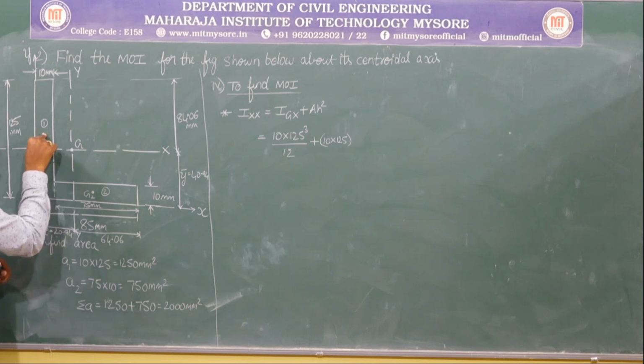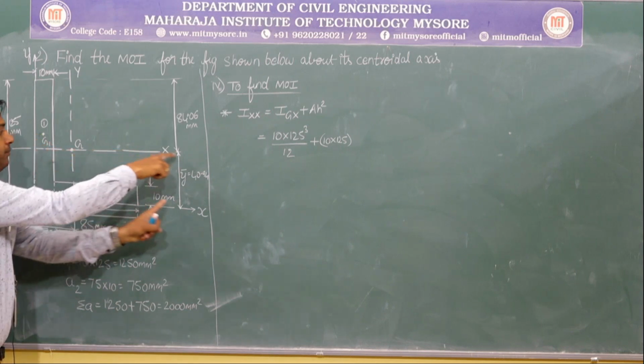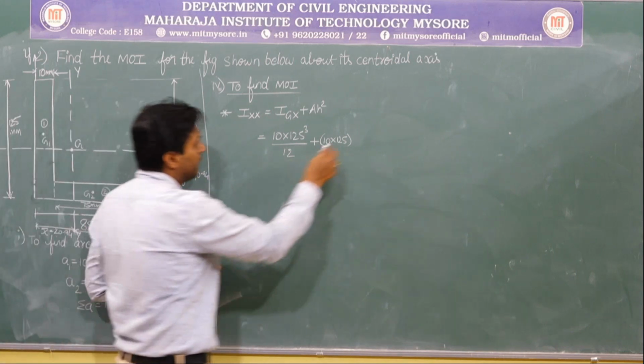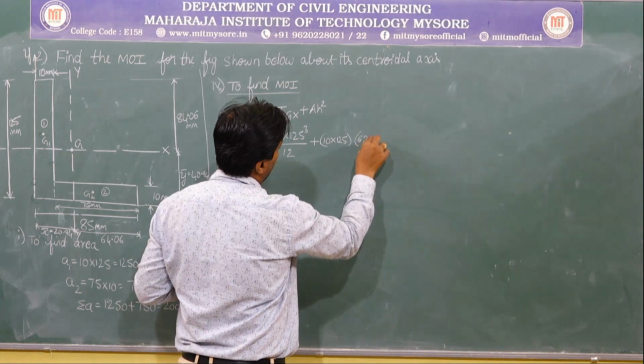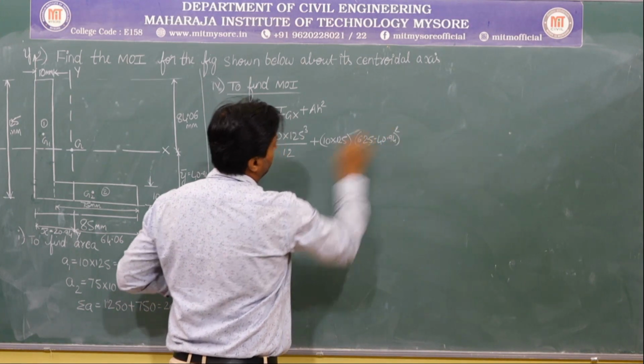It's very simple. Observe here. So what is this distance? Total is 125. Half of it is 62.5. 62.5 minus 40.94. So it's 62.5 minus 40.94 whole square.